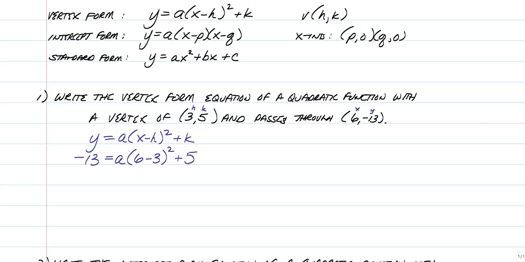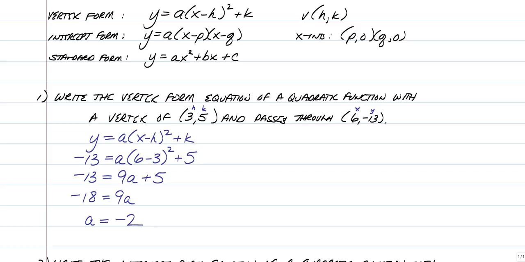See, look, we had everything. We just have to solve for a and then rewrite the equation. So 6 minus 3 is 3 squared is 9. So we have negative 13 is equal to 9a plus 5. Subtract 5 from both sides. We have negative 18 is equal to 9a. And we know that a is equal to negative 2. So we used everything we had to solve for a.